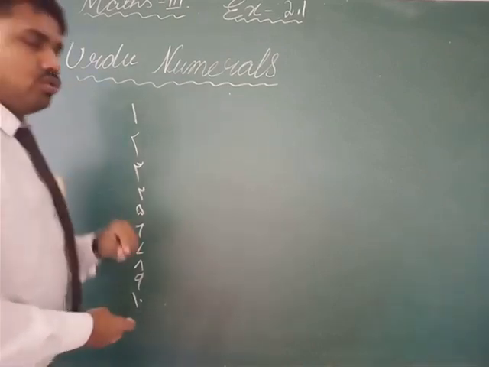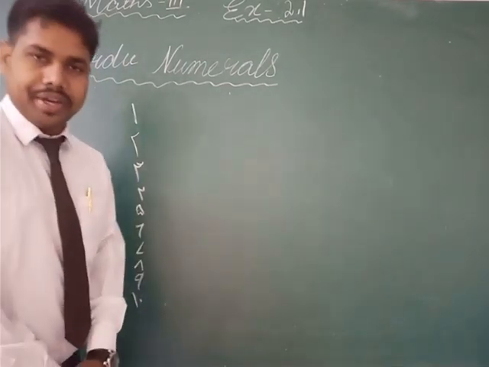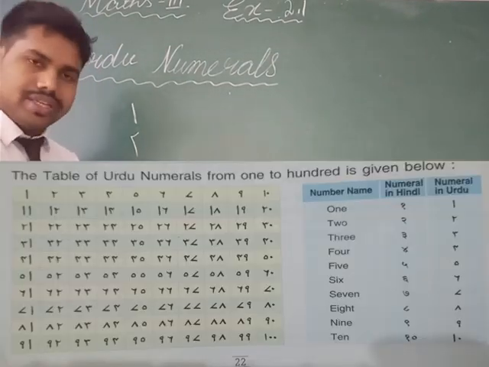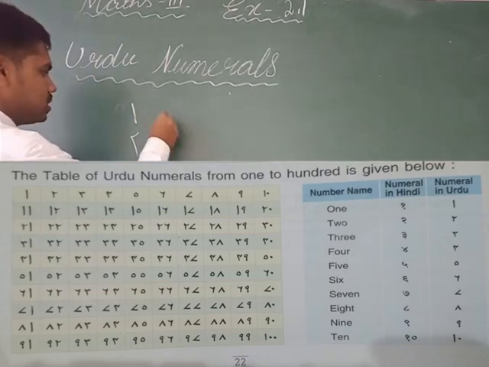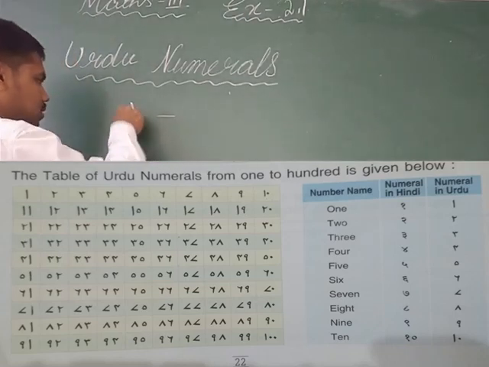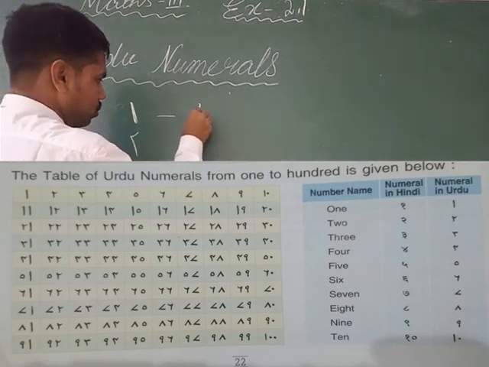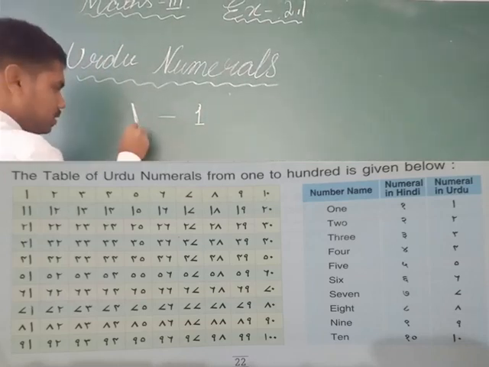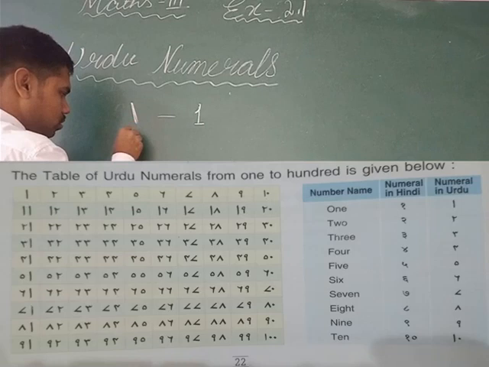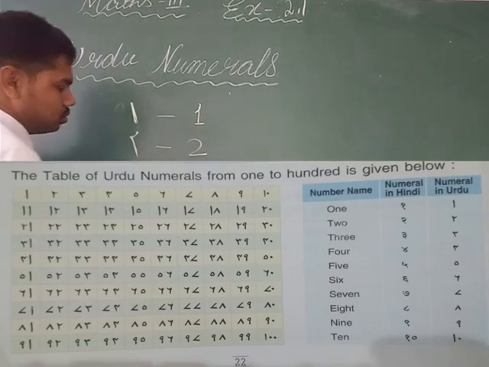Next we have Urdu numerals. Urdu numerals also you have to learn as they are in our syllabus. So let's see. This is the 1, which we write in Urdu numerals. Then this is the 2. This is how we write 2 in Urdu.